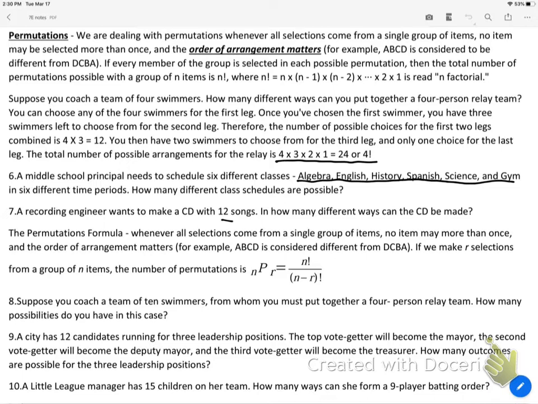Now, what we have here is an important thing. It's the permutation formula. I'm going to talk through this slowly, okay? This is the permutation formula. Right, let's take a look.